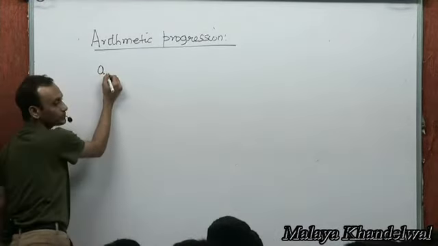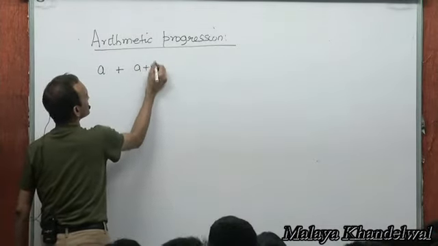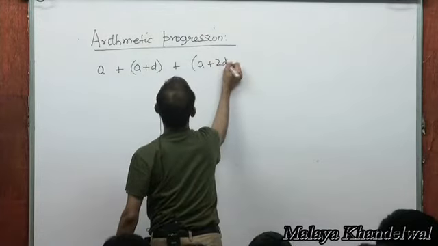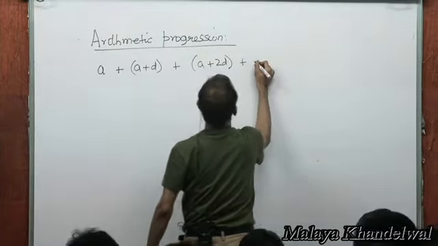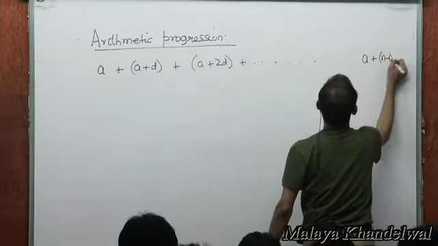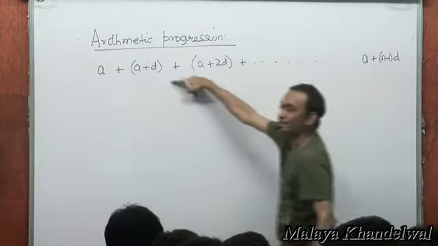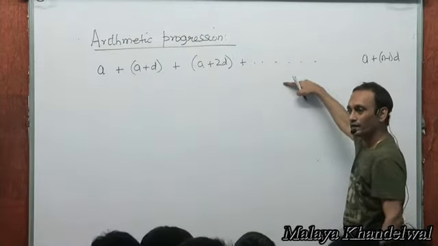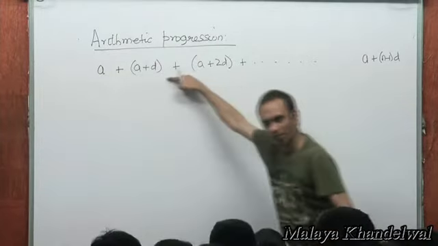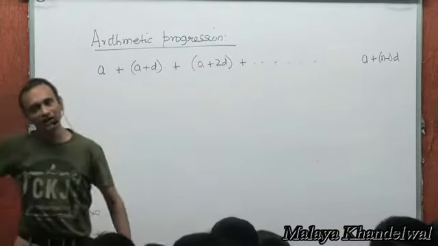A is the first term, right? A plus D is the second term. A plus 2D is the third term. A plus n minus 1 into D is the nth term, right? So if you go in this direction, it increases by D, isn't it? From one term to another, it increases by D if you go from left to right. But if you go from right to left, it decreases by D from one term to another.